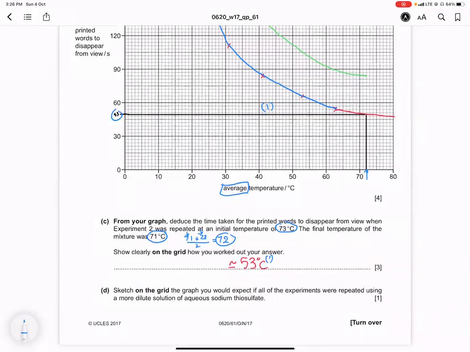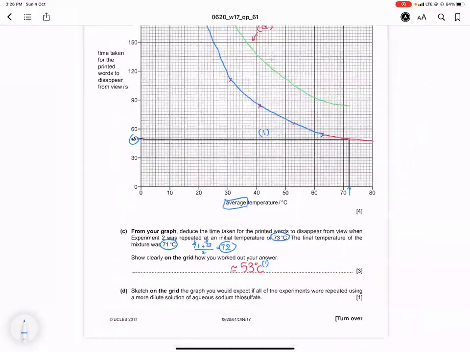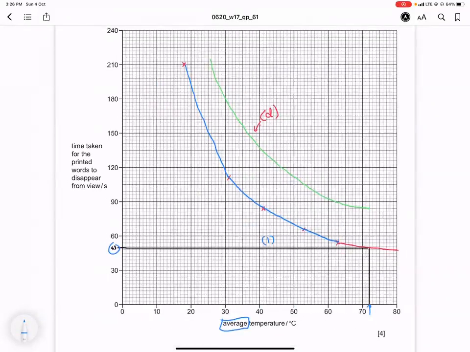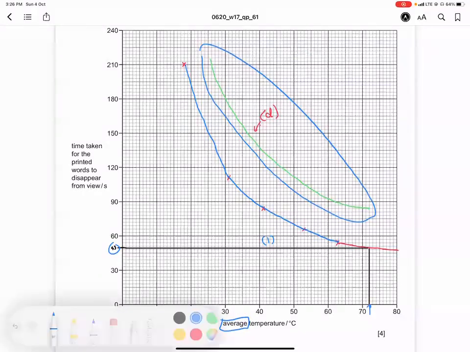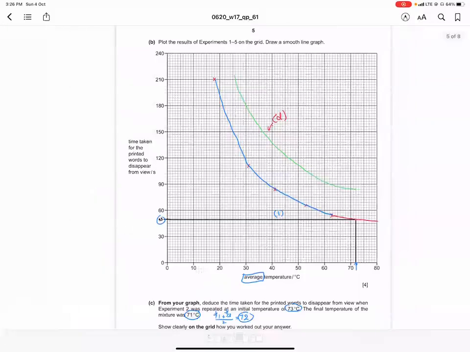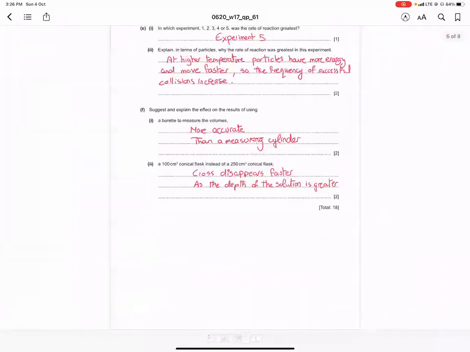Sketch on the grid the graph you would expect if all of the experiments were repeated using a more dilute solution of thiosulfate. More dilute solution means a lower rate of reaction, means it will take more time. Okay, so the graph must be less steep, the one in green.